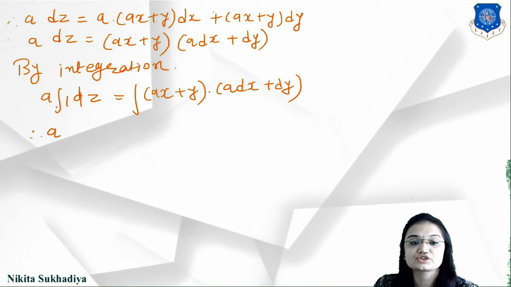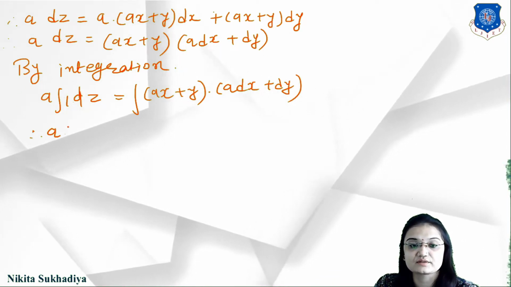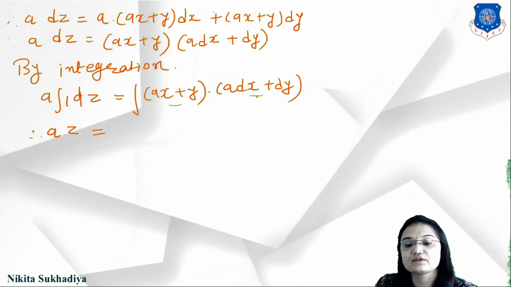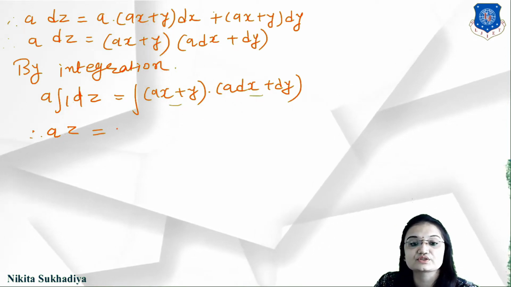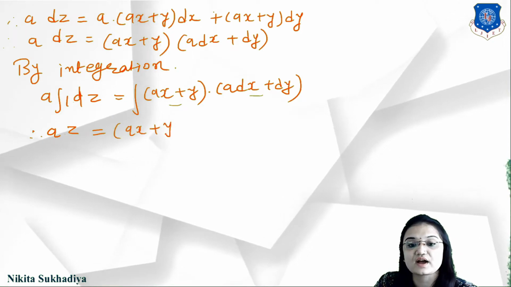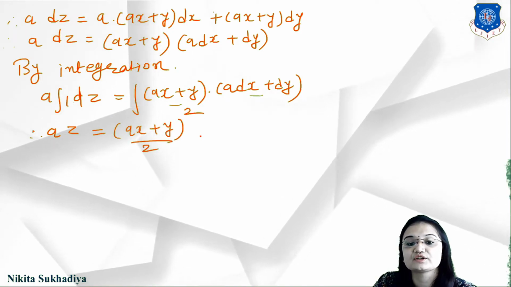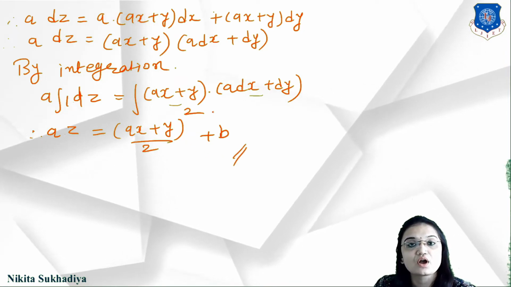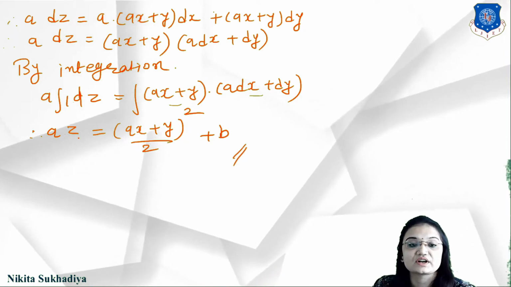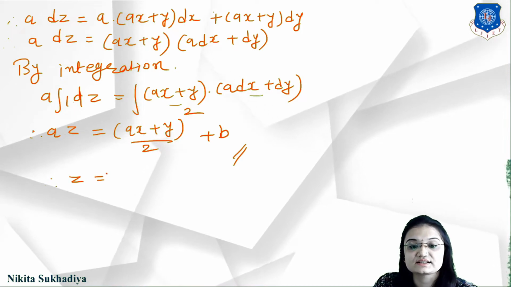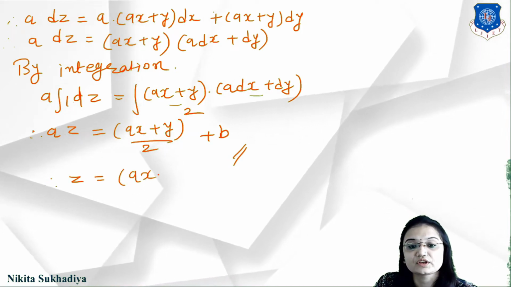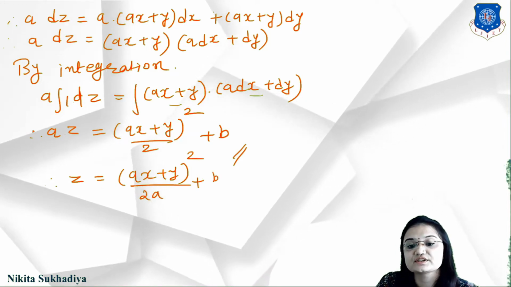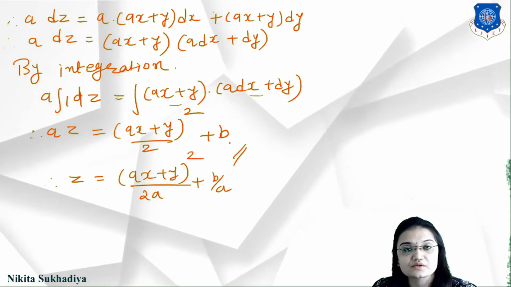The integration of 1 with respect to z will become z. Here we have a function and here we have the derivative of this function, so this will become a times (x plus y) whole square divided by 2 plus b. So this one is our final solution according to this method, that is z is equal to (x plus y) whole square divided by 2a plus b upon a, where b is a constant.